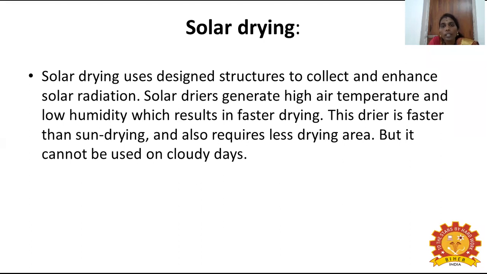Solar drying uses a structure designed to collect and enhance solar radiation. The solar dryers generate high air temperature and low humidity, which results in faster drying. This dryer is faster than sun drying and also requires less drying area, but it cannot be used on cloudy days.